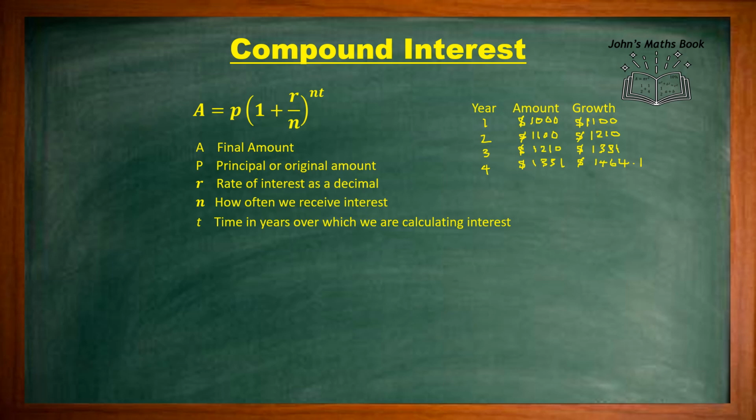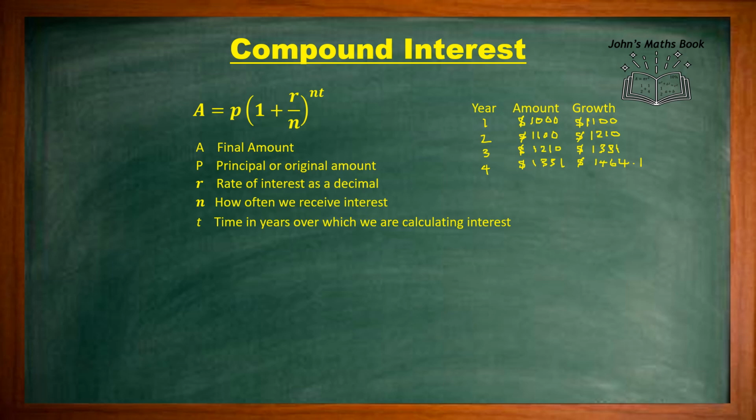If we were receiving interest every month, then N would be 12 because there are 12 months in a year. If we were receiving it every week, N would be 52 because there are 52 weeks in a year. And if it was daily, N would be 365 because there are 365 days in a year. And T is the time in years over which we are calculating the interest. So now let's look at our example that we used to calculate manually and plug it into this formula and see if we get the same answer.